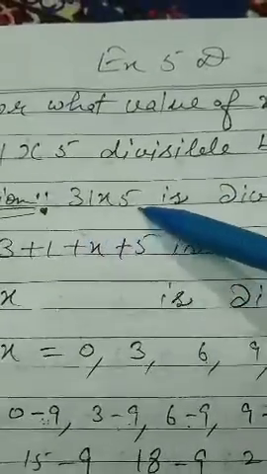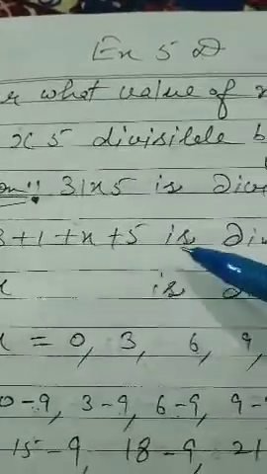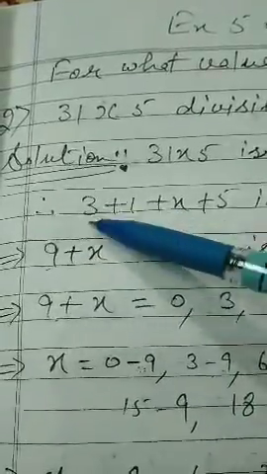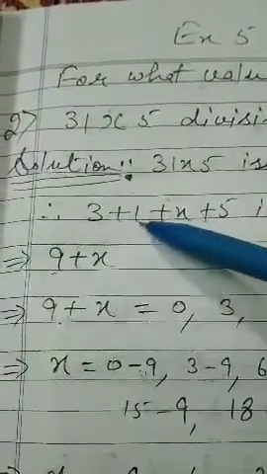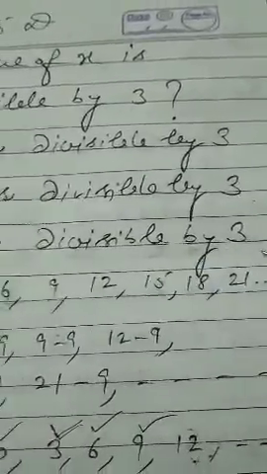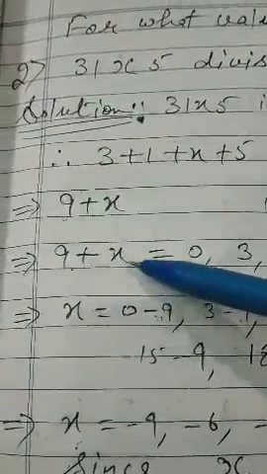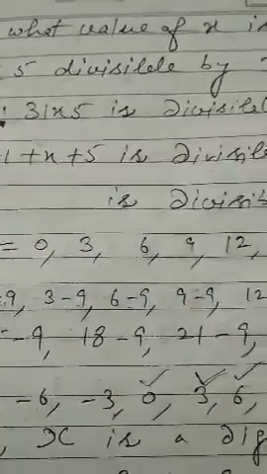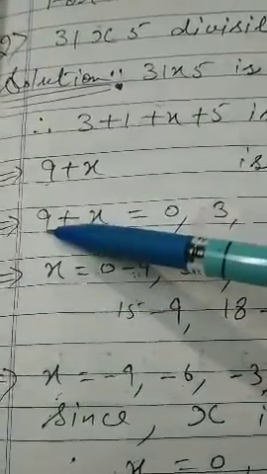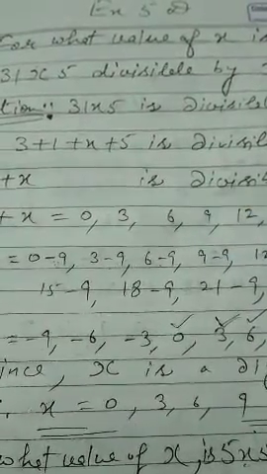Then add all these digits, means 3 plus 1 plus x plus 5 is divisible by 3. Then 5 plus 1, 6 plus 3 is coming 9 plus x, then write is divisible by 3. Now in the next step, you will equate 9 plus x with the multiples of 3. After that, subtract 9 from each and every multiple of 3 which you have written here.